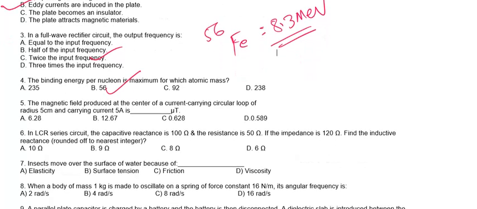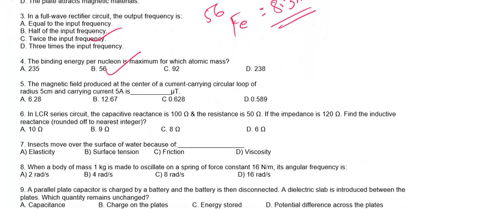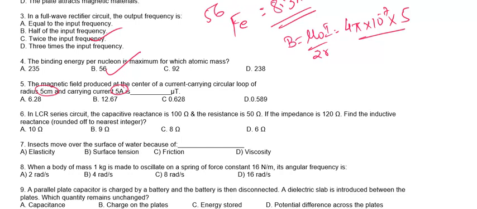Next, the magnetic field produced at the center of a current carrying loop of a given radius. Again, current carrying circular loop. So B equal to mu naught I by 2R. So mu naught का value होता है, current का 5 दिया है. ठीक है, current is given as 5 and radius is given as 5 centimeters. So 2 into 5 into 10 raised to minus 2. So 5 cancel. 2 ones are 2, 2 twos. So this will be 2 pi.